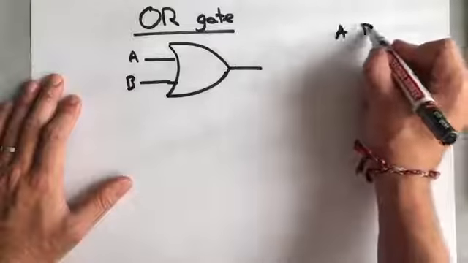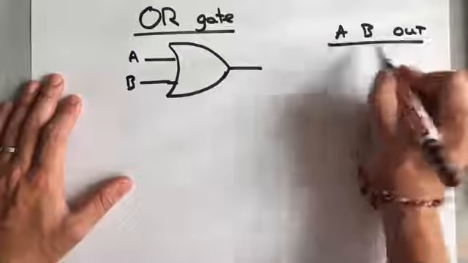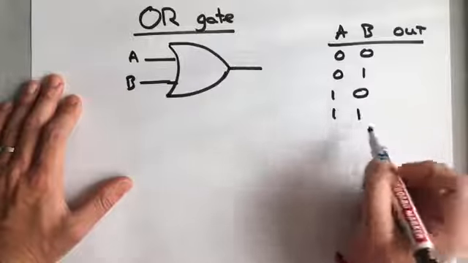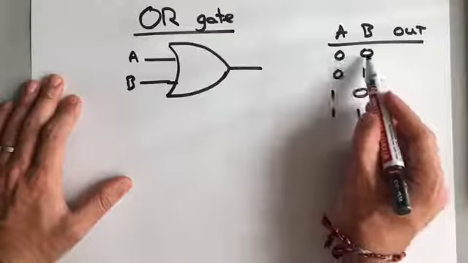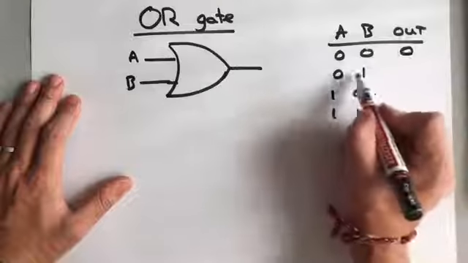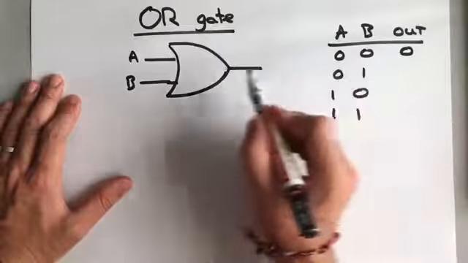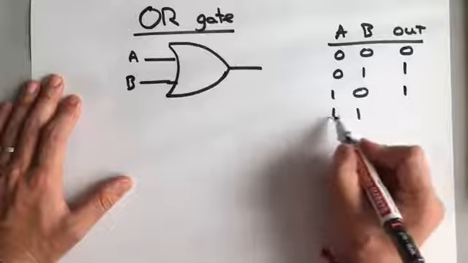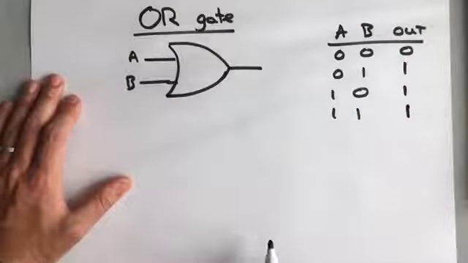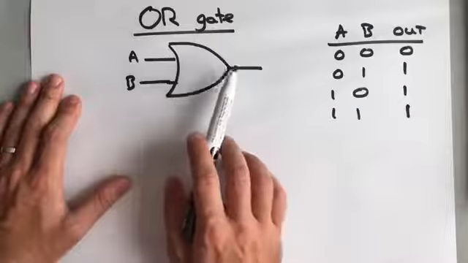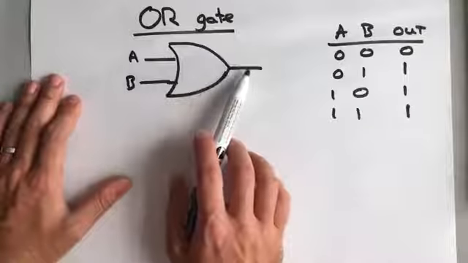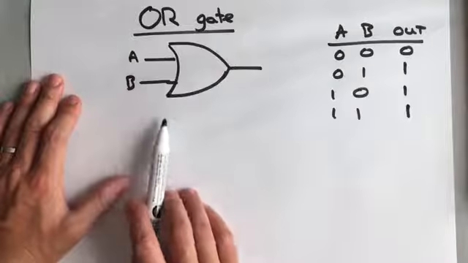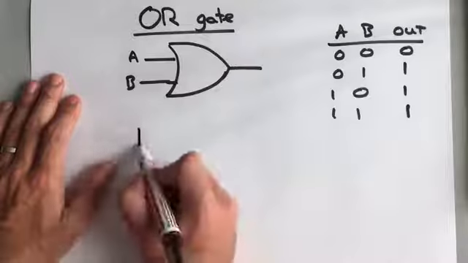So A, B, out: 0, 0, 0; 0, 1, 1; 1, 0, 1; 1, 1, 1. A or B are off in here, so that's an output of 0. Here, A or B, yeah, on, 1. A or B, yeah, and here, A or B, yeah, they're both on, so that's a 1 as well. So the OR gate gives a positive output, a 1, if A or B or both are on.